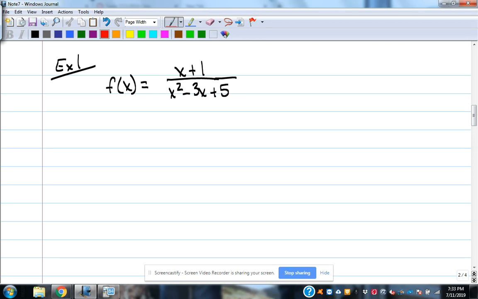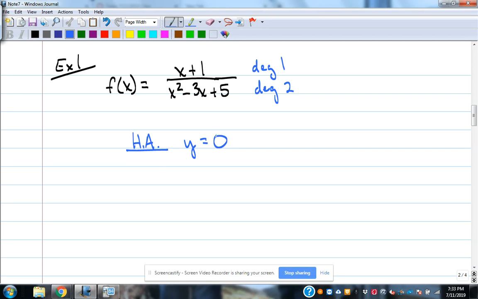So let's look at this problem. We have f of x is equal to x plus 1 over x squared minus 3x plus 5. So we look at the p of x, which is the polynomial on the top. It has a degree of 1. The polynomial on the bottom has a degree of 2. The top is less than the degree of the bottom. So our rule says that it'll have a horizontal asymptote. We'll abbreviate that HA at y equals 0.